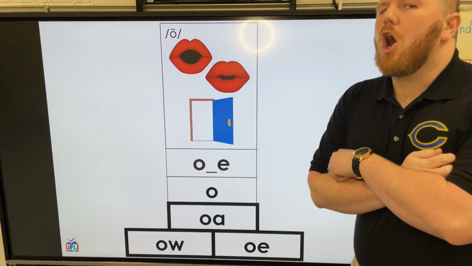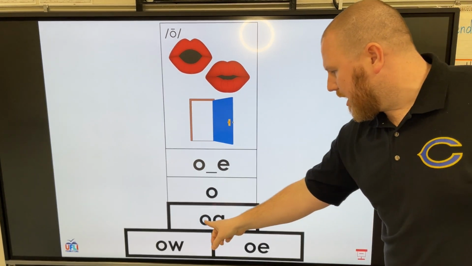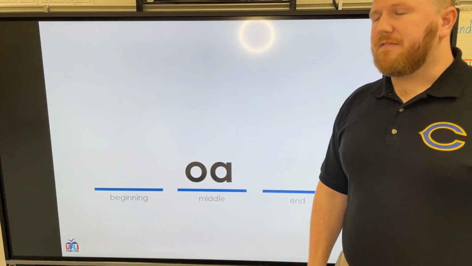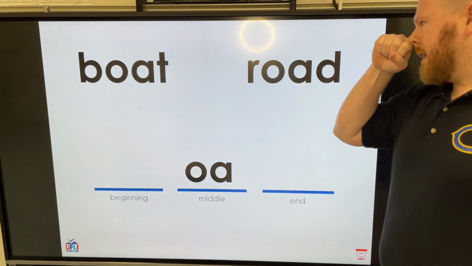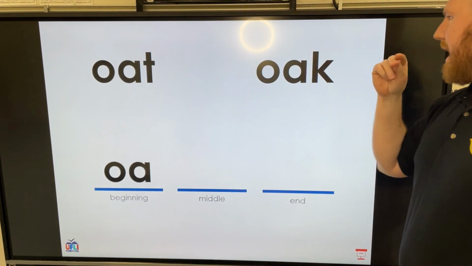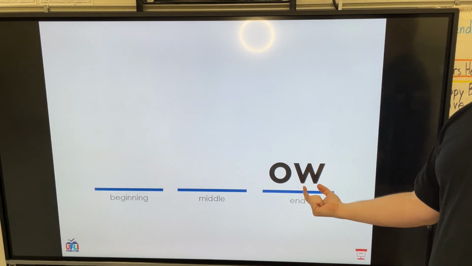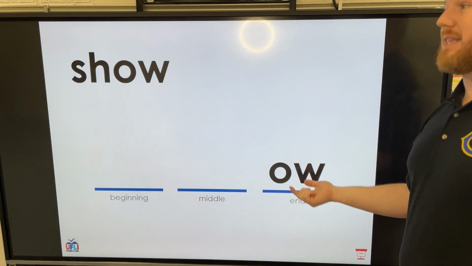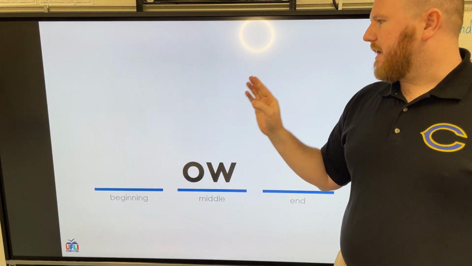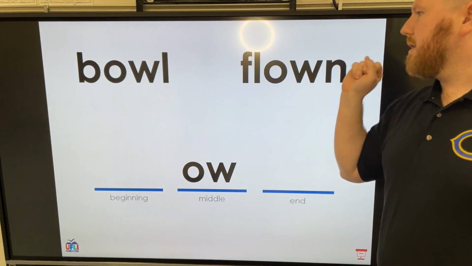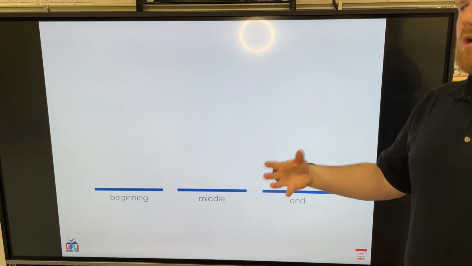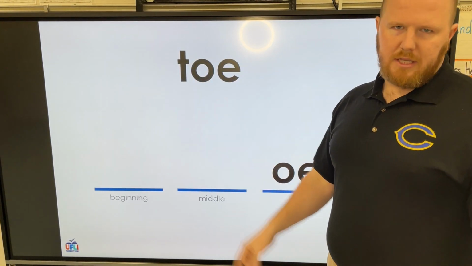Let's talk about long O vowel teams. So we have 3, OA, OW, OE. Let's look. OA you're going to mostly find in the middle, like in the words boat and road. You might also find it in the beginning, like in the words oat and oak. Now let's talk about OW. You're going to find it a lot at the end, sometimes in the middle, but a lot at the end, like show and grow. And then you're also going to find it in the middle of some words like bowl and flow. Got to be careful there. And then OE you will usually only find at the end of words like toe.